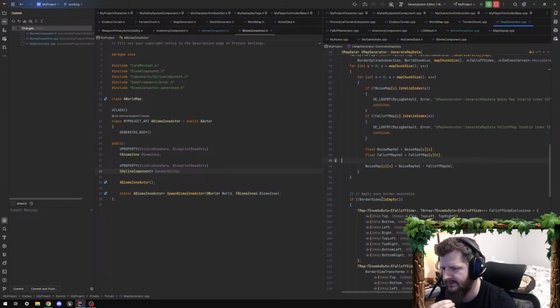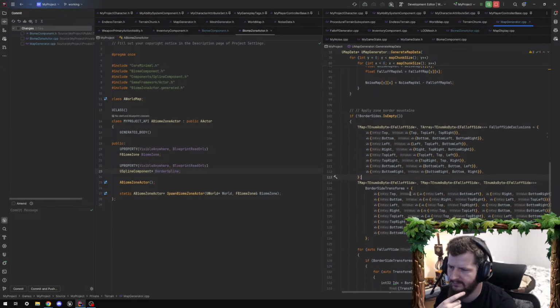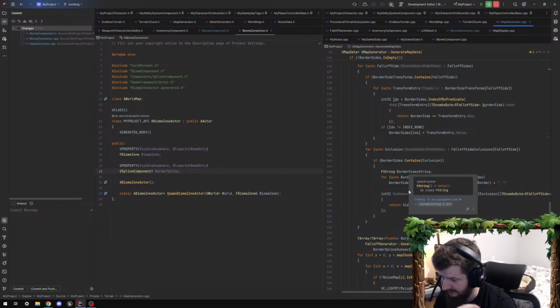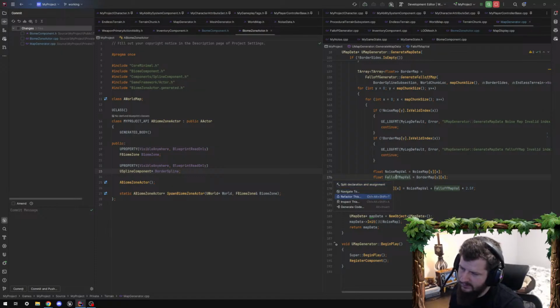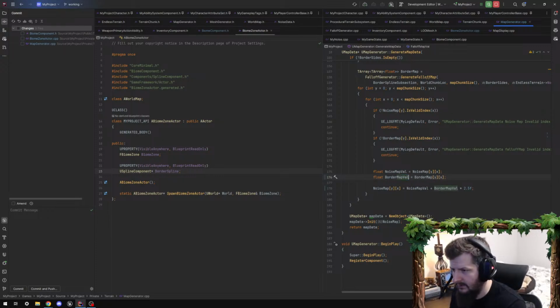So what do I want to do? That's the falloff. Apply zone border mountains. I'm just going to mess all this up, aren't I? Falloff map value, border map value. Let's rename that real quick. I'm not going to end up using this anymore, but I am going to comment it out in case I want to go back to it.